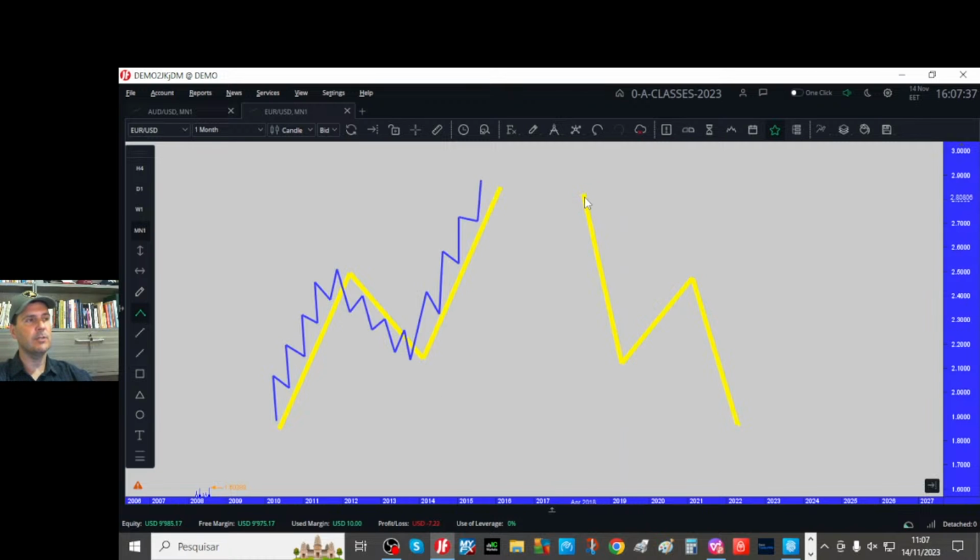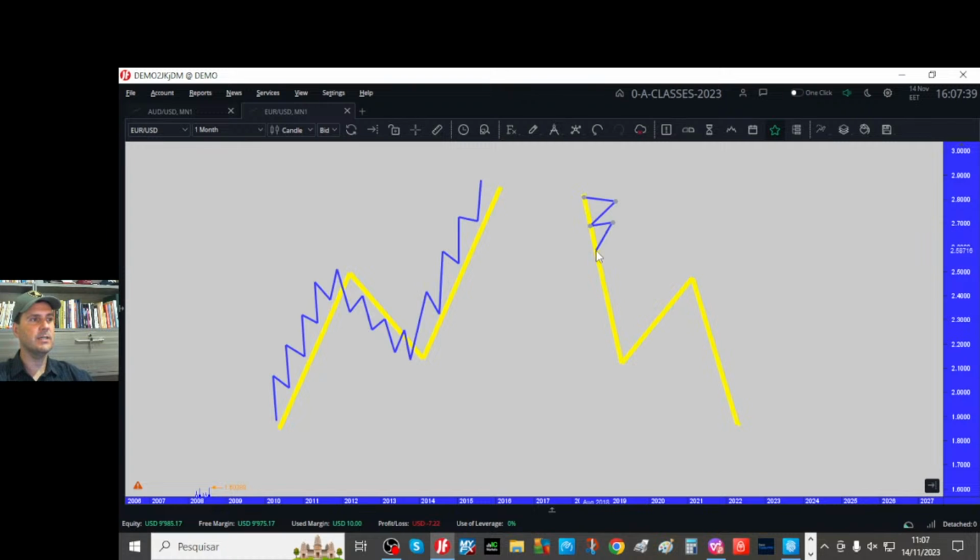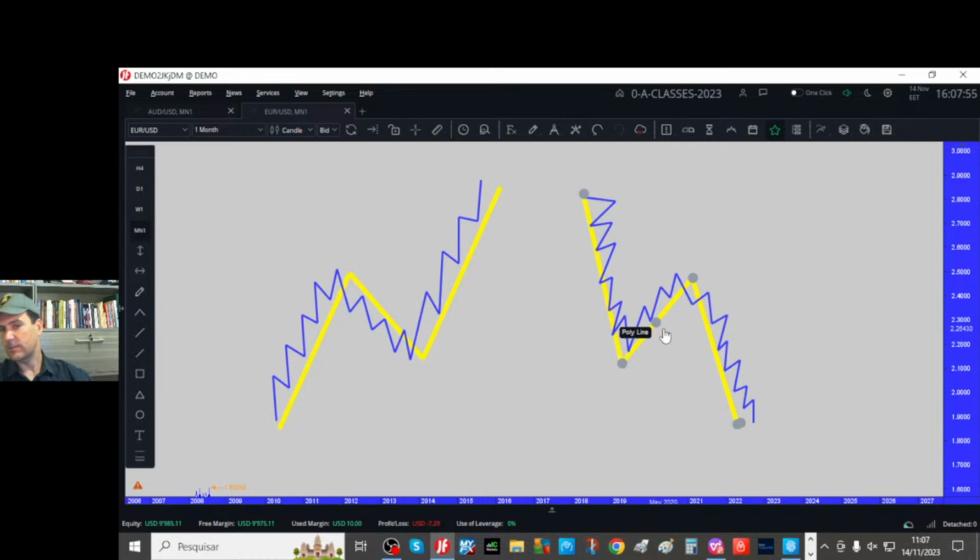And in a down market wave, the market is going to make lower lows, lower highs in an extension. Then it's going to make higher highs, higher lows in a retracement. And then it's going to make lower lows, lower highs in the next extension. And so on, and so on, and so on.